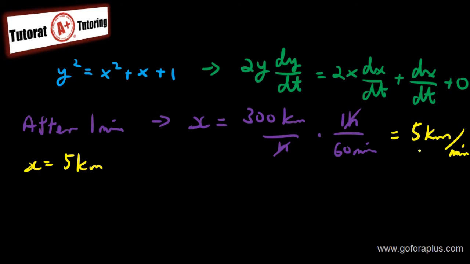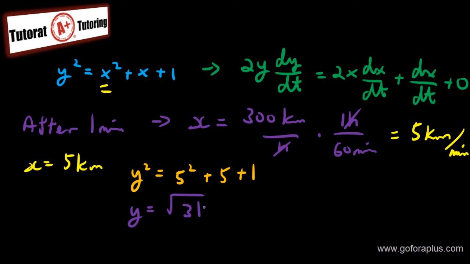All right, so I know that x is going to be 5 kilometers. Now this is the speed, so don't confuse the speed and the distance. This is 5 kilometers per minute, and what we want is 1 minute. So 5 kilometers per minute times 1 minute is going to be 5 kilometers. So I can put it back into this x here. Now what is y? If x is 5, then y squared equals 5 squared plus 5 plus 1. So y is going to be the square root of 31. This is the distance of y when x is at 5 kilometers.